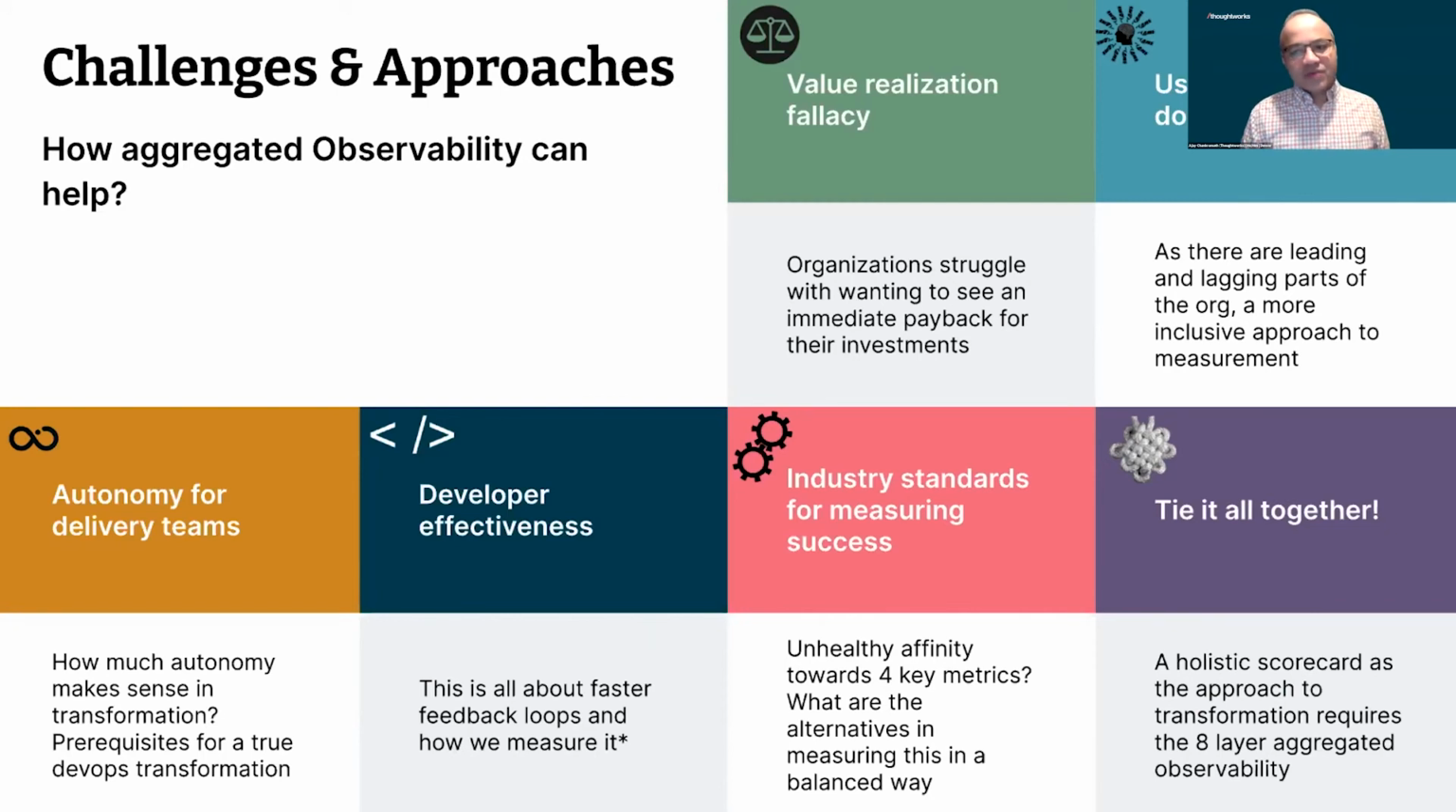Another challenge that we have seen is some sort of an unhealthy affinity towards the Accelerate 4 key metrics and other industry standards. When I say unhealthy affinity, what I mean is that the 4 key metrics make a lot of sense from a delivery point of view. But if you take the 4 key metrics and apply them to an operations team, the way they actually do things, it may not make a lot of sense in the context of what they're trying to do. So you have to be thoughtful in understanding where you are actually going to use some of these industry standard metrics, and do it the way you should be doing.